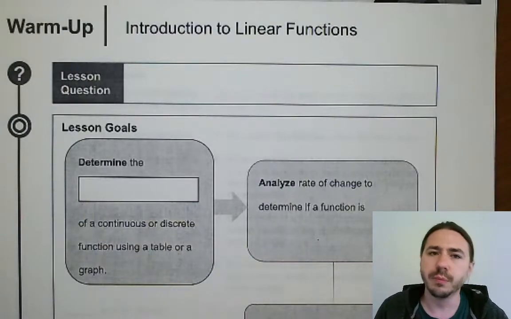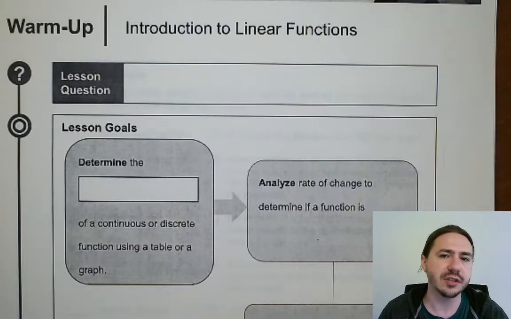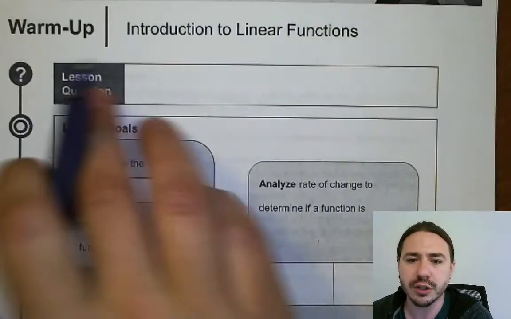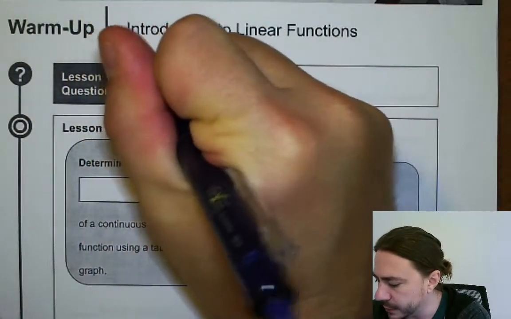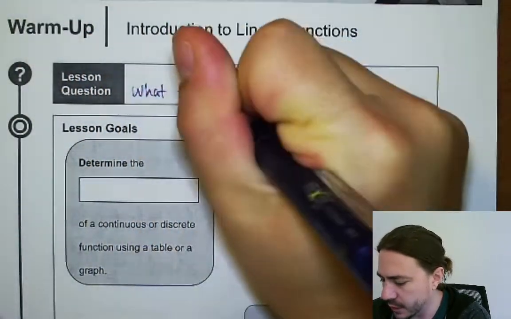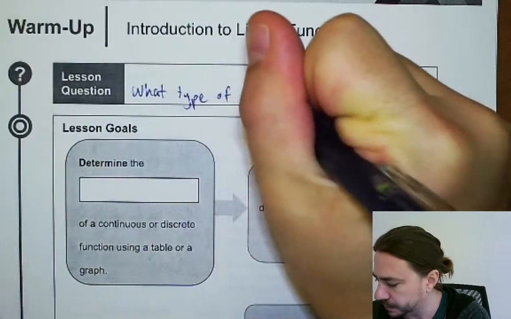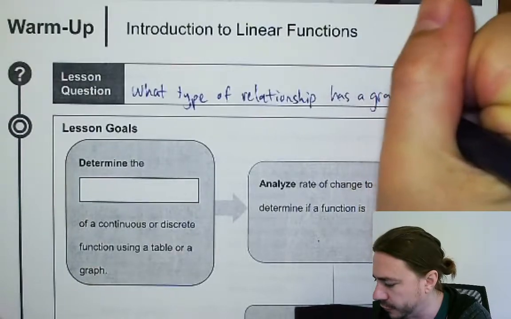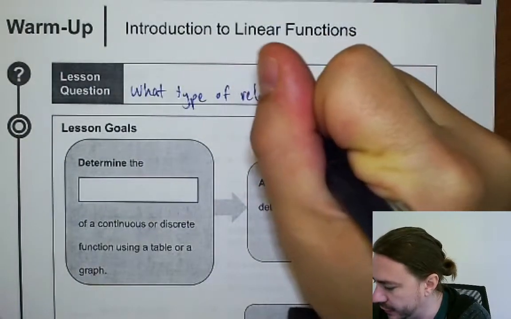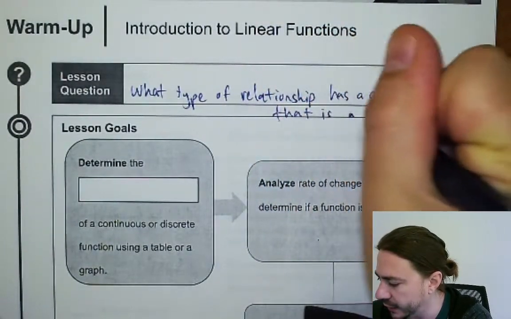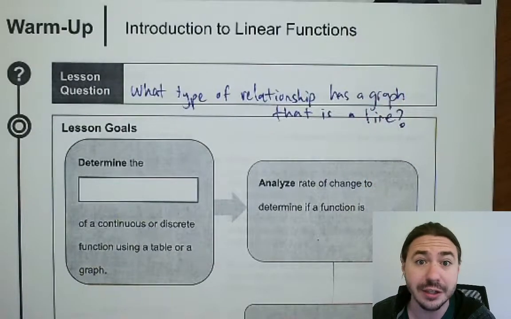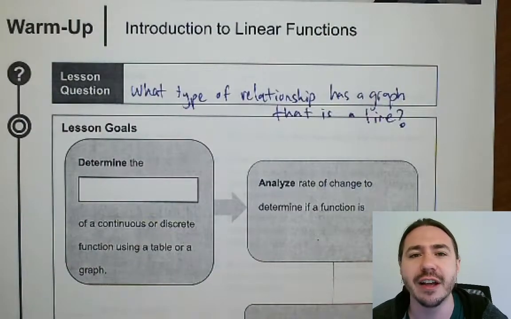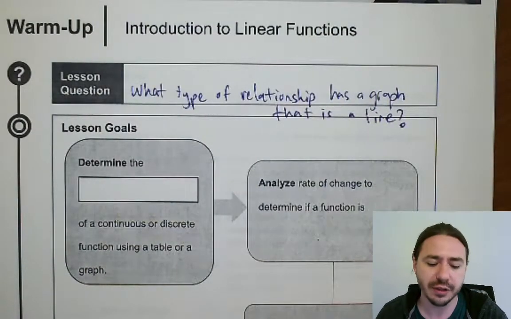Simply put, a linear function is just any function that has a constant rate of change. So our overarching question for today is going to be: what type of relationship has a graph that is a line? Spoiler alert, it's a linear function. But we're going to get into what it means to have a constant rate of change and that sort of thing.